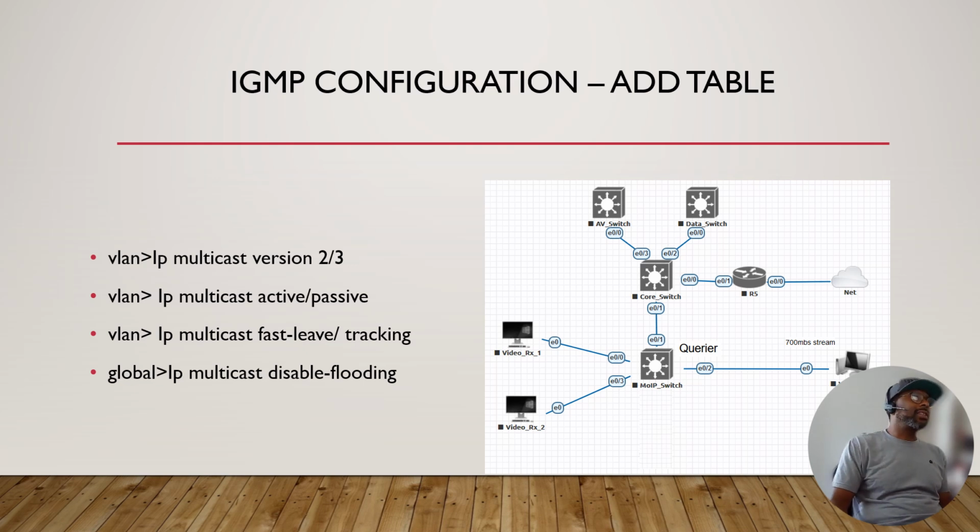There's the fast leave command for IGMP version 2 and the tracking command for IGMP version 3. And then you have your IP multicast disable flooding command, and we'll get into a few of those. So technically, when a device receives an IGMP version 2 leave message, it sends out multiple group specific queries. If no other client replies within that waiting period, the device stops forwarding traffic.